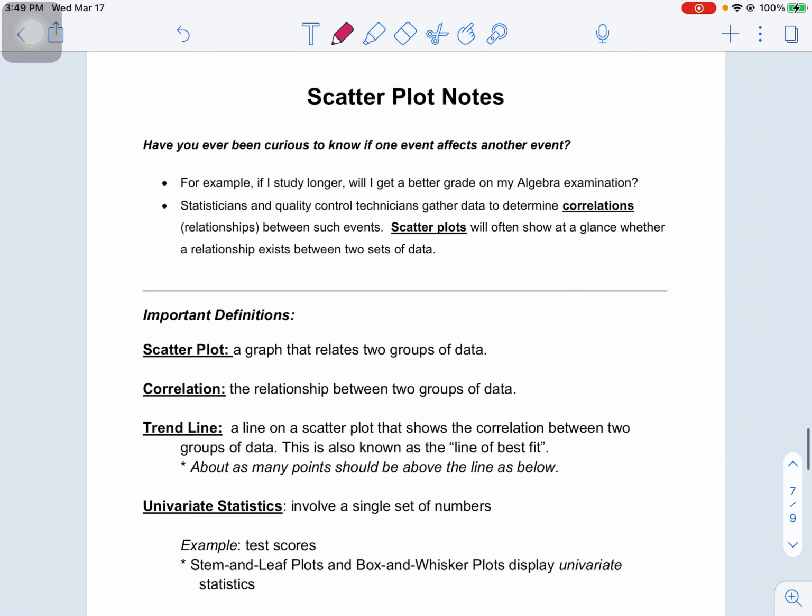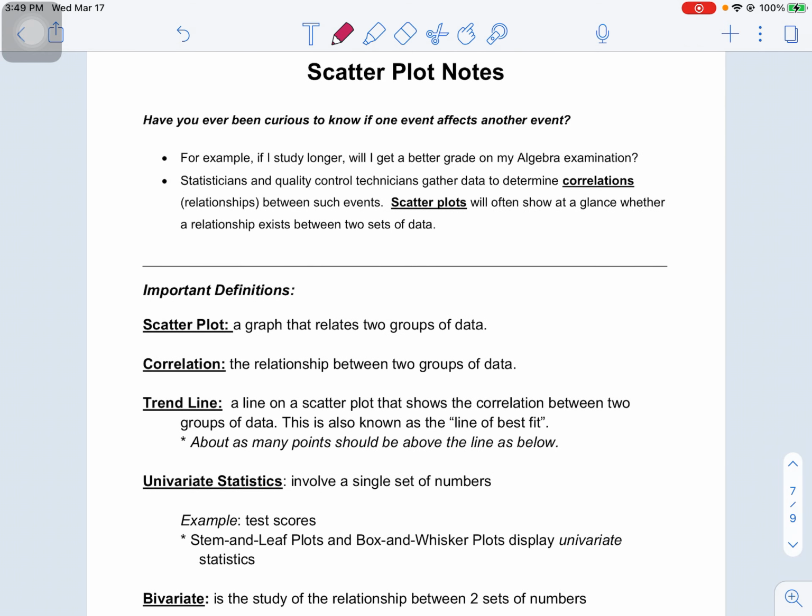All right, so here are just some basic notes for you to review and to have the vocabulary on them. So how we would actually use this, if you're ever curious of how one event affects another event, like if I study longer, can I get a better grade on my math exam? Or how do statisticians and quality control technicians, people that gather data that you hear all about everywhere, determine relationships or correlations between events? Between, if I study more, will I make a better grade?